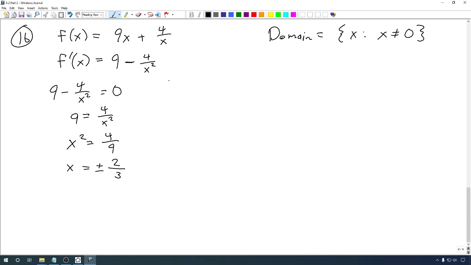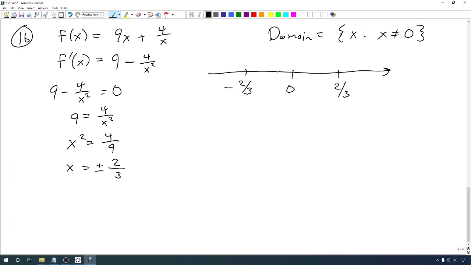Now we can also note here that the derivative doesn't exist at 0 because of this x squared on the bottom. But this time, because 0 is not in our domain, it's a discontinuity. It's not a critical point at 0. That doesn't change what we're going to do with 0, though. We're still going to put it on our number line. So our number line this time includes both of our critical points and the discontinuity.